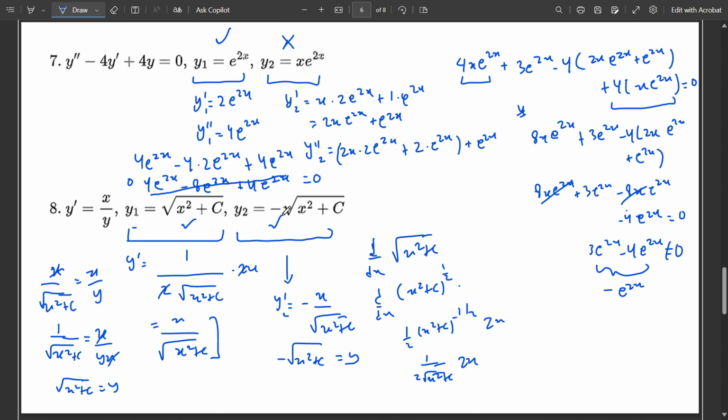Okay, wait, if we want to recheck this, we have y prime, which is negative x over square root of x squared plus c, equal to x over y, and this cancels. That means we have negative square root of x squared plus c equal to our y. So it is correct. That's a solution to this differential equation.